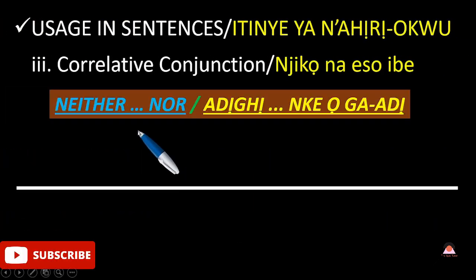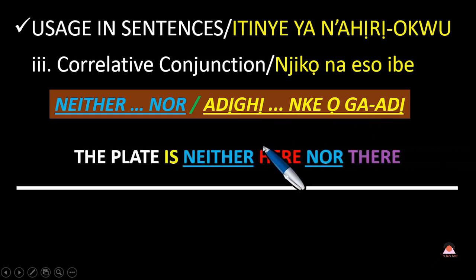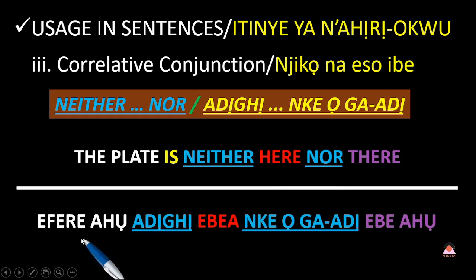We go to neither nor. And Igbo version is ade nke but this can change depending on the usage. The plate is neither here nor there. Let's look at the Igbo version. Efere ahụ adịghị ebe a nke ọ ga-adị ebe ahụ.